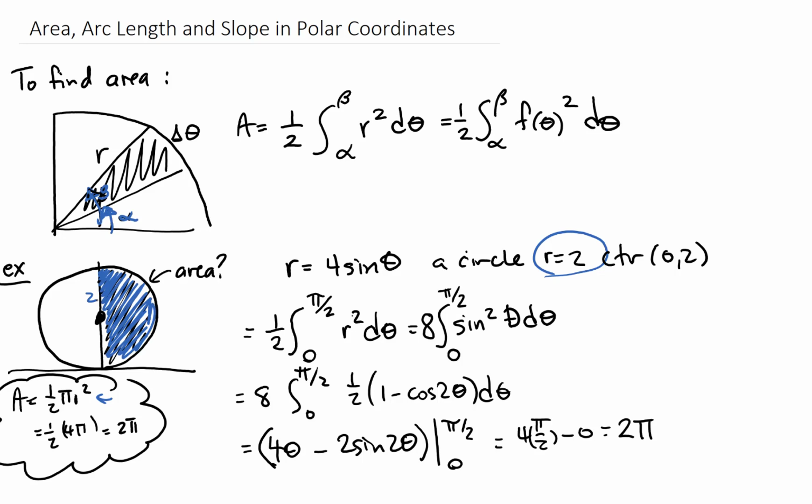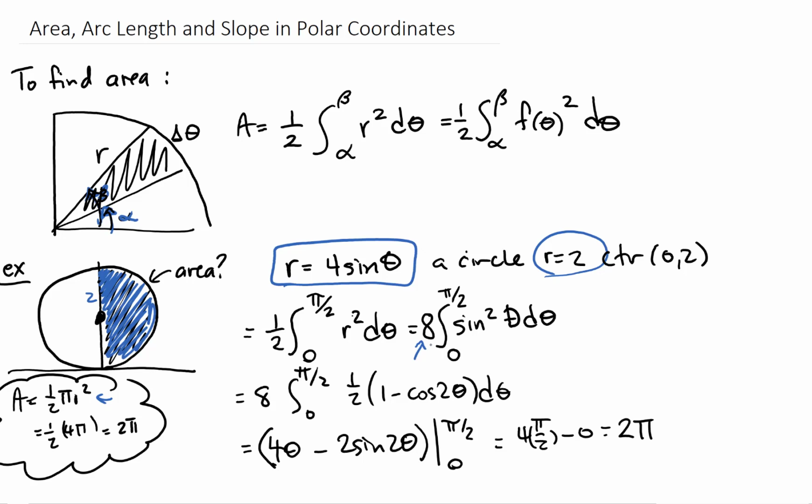So I now know that a circle of radius 2 centered at (0, 2) has a formula for r that's r equals 4 sine theta. I can substitute that in. My r is 4 sine theta, so I square it and I get 16 sine squared. Pulling out the 16 to get this 8, I still have a sine squared.